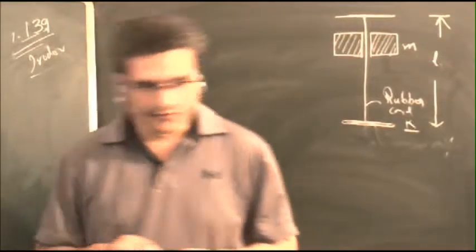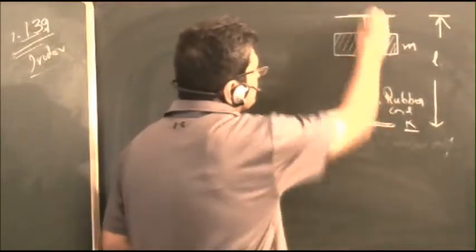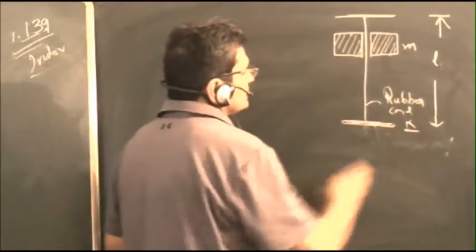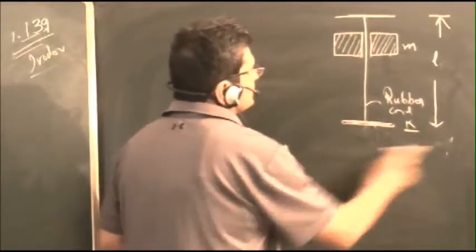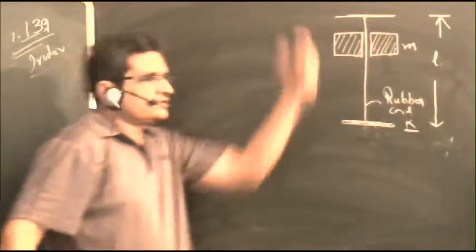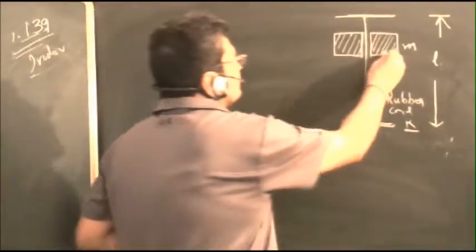We will solve Irodov problem 139. In this, there is an arrangement. This is a rubber cord. There is a catch which can stop any object falling. The mass of this catch we are neglecting. There is a sleeve which can slide along the cord, and the mass of the sleeve is M.